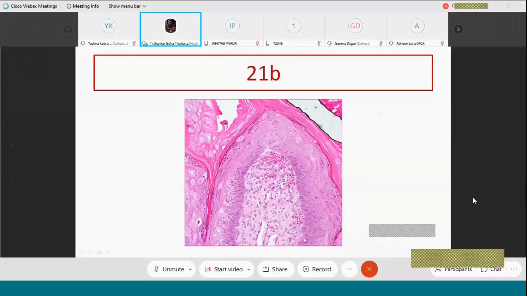If the basement membrane is not breached, and if cells are not hyperchromatic, then this is neither in situ carcinoma nor invasive carcinoma. So this is a benign condition. There is only overgrowth of the keratin layer with some other additional changes. So this is squamous papilloma. It's a benign condition.